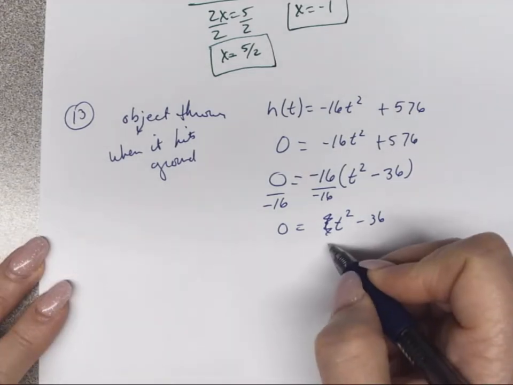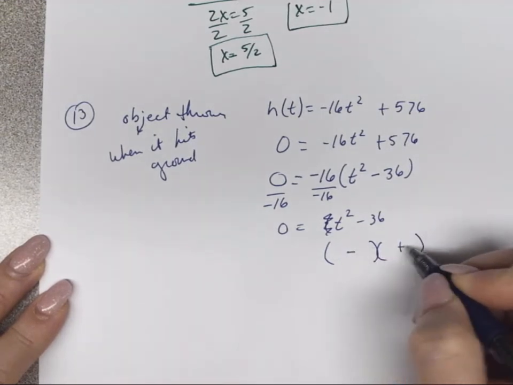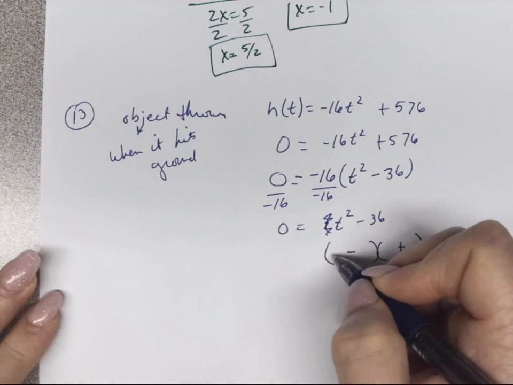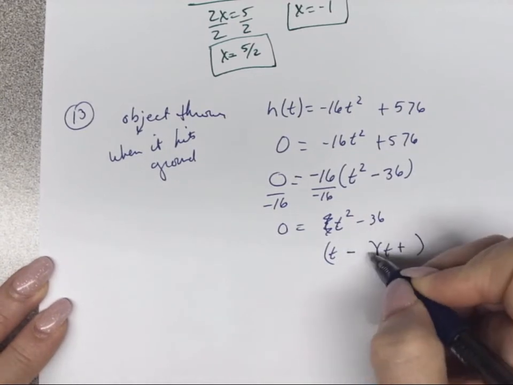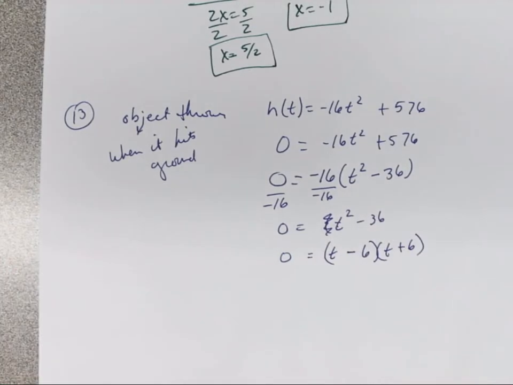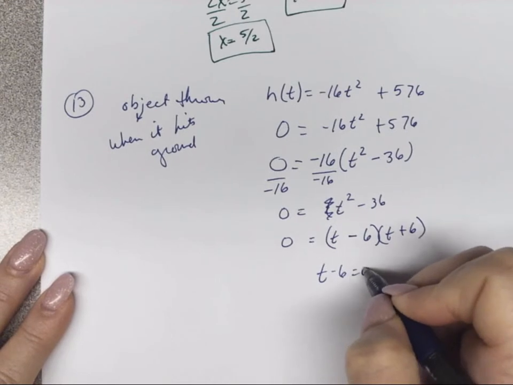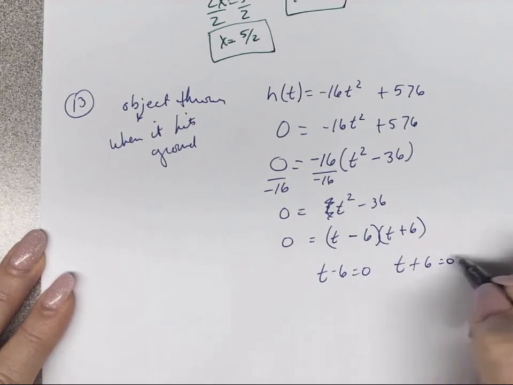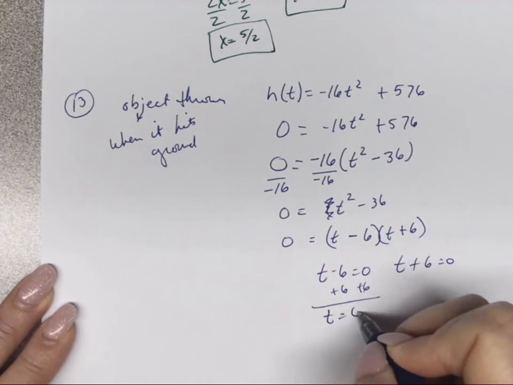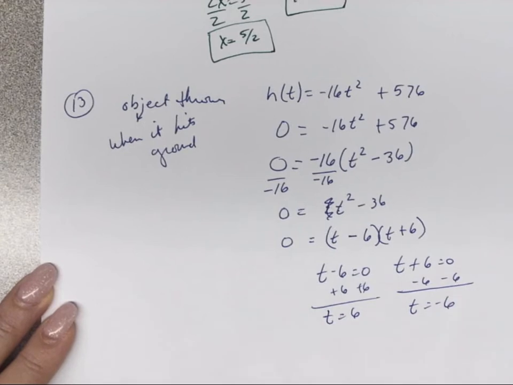So we know that it will factor to be a minus and a plus, and it doesn't matter if you put the plus first and then the minus. Square root of t squared will get us t. Square root of 36 is 6, still equal to 0. Now you have to take each of these and set them equal to 0. So t minus 6 equals 0, and t plus 6 equals 0. Adding the 6 over, we get t is equal to 6. Subtract the 6, we get t is equal to negative 6.